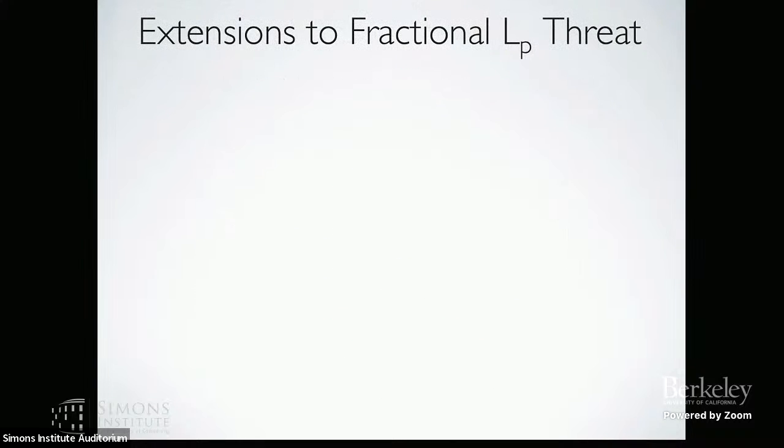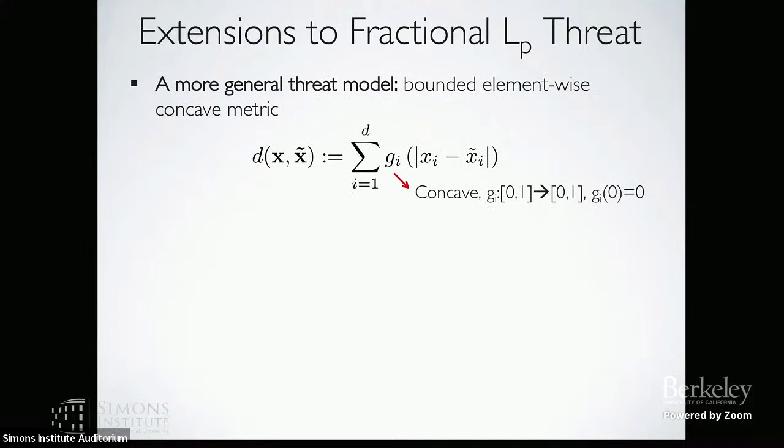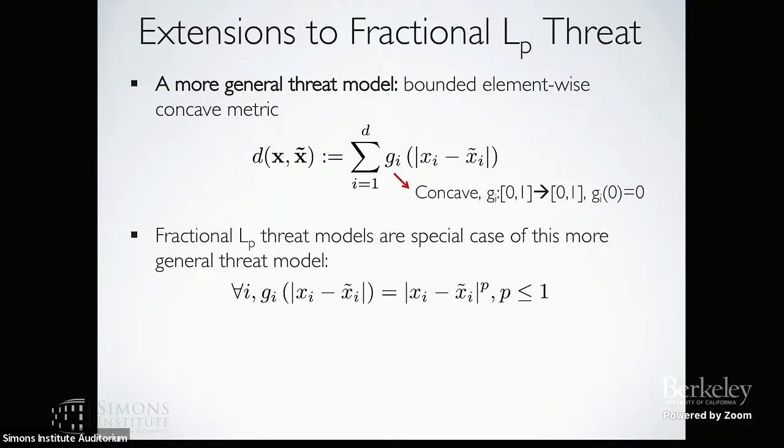So recently, we have extended this to other Lp threat models, especially fractional Lp threat models. We consider a more general threat model with this distance. So what is this distance between x and x tilde? I can apply any concave function to the difference between the ith coordinate of x and x tilde. And this concave function should be from 0 to 1 to 0 to 1. At origin, it should be 0. For example, if this is identity, you get L1. But you can get other fractional Lp by just picking this function in this form. For example, you can think about p equal to half or 1/3.